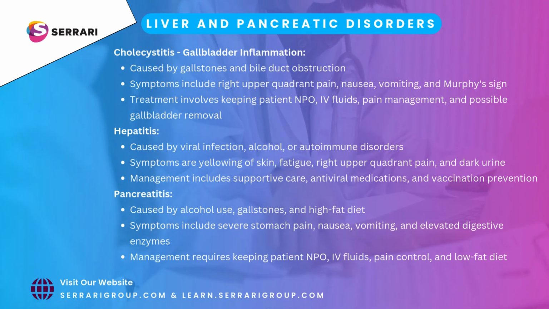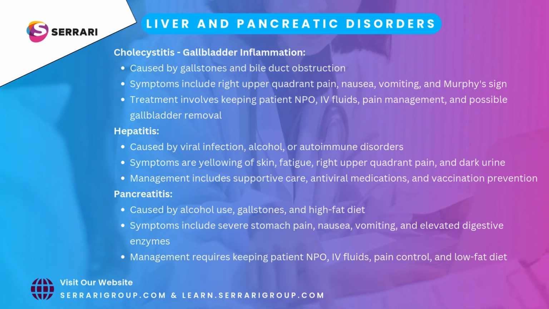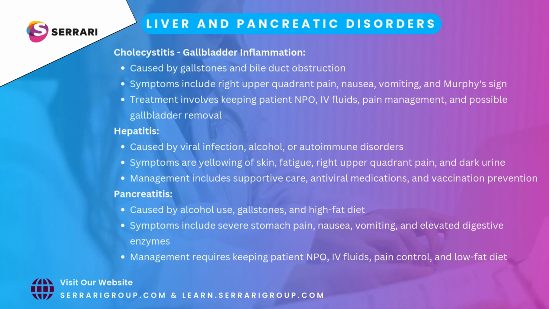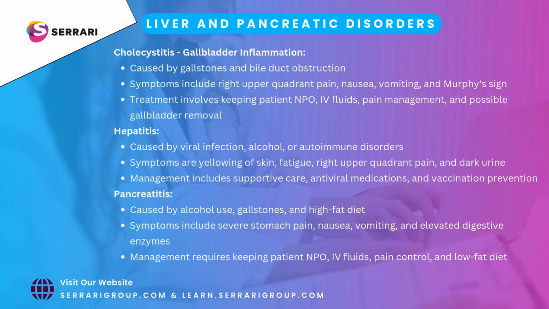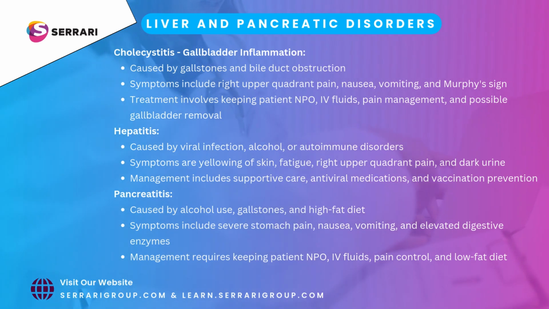Liver and pancreatic disorders. Cholecystitis, gallbladder inflammation. Caused by gallstones and bile duct obstruction. Symptoms include right upper quadrant pain, nausea, vomiting, and Murphy's sign. Treatment involves keeping patient NPO, IV fluids, pain management, and possible gallbladder removal.